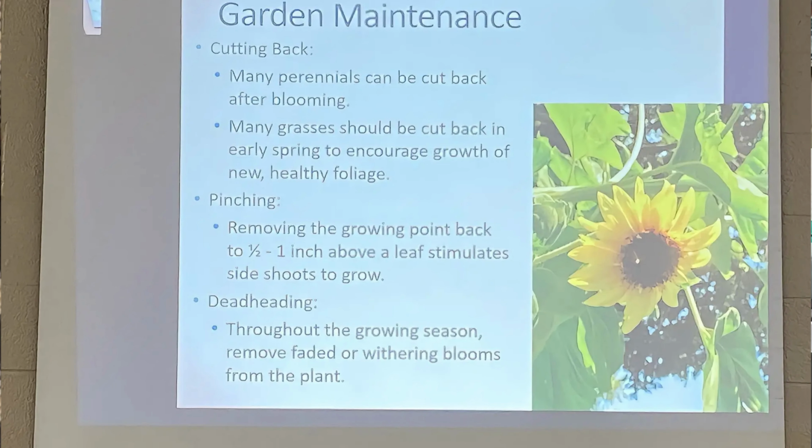Continue cutting back. Many perennials can be cut back after blooming. Many grasses should be cut back in early spring to encourage growth of new healthy foliage. Pinching, removing the growing point back to 1/2 to 1 inch above a leaf, stimulates side shoots to grow. Deadheading: throughout the growing season, remove faded or withering blooms from the plant.